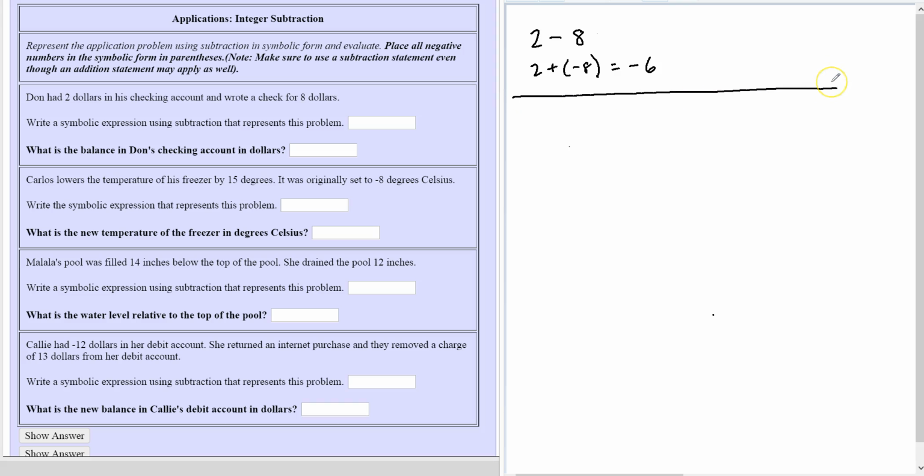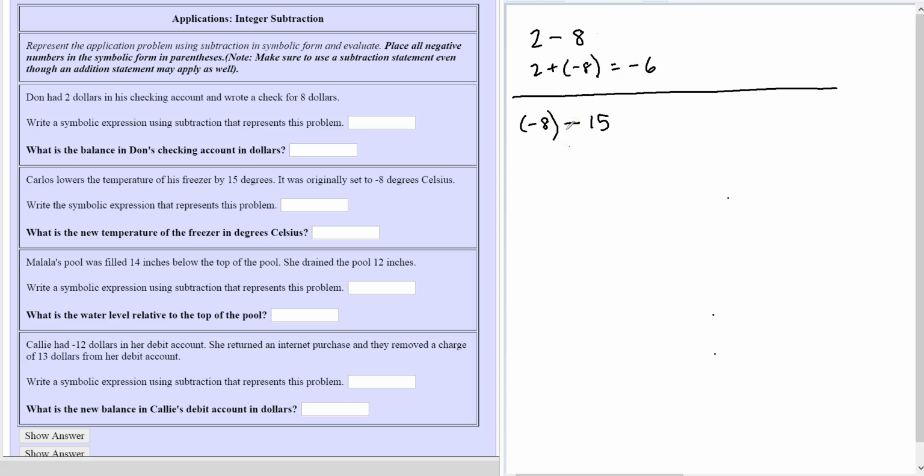Let's look at the next one. Carlos lowers the temperature of his freezer by 15 degrees. It was originally set to negative 8 degrees Celsius. Write the symbolic expression that represents this problem. So he lowered the temperature by 15 degrees, but it was originally set to negative 8. So we're going to start with negative 8, and then lowering the temperature means we're going to subtract 15 degrees. Okay. So remember, these said to make sure to use subtraction statements even though addition applies. So this is how we're going to represent this.